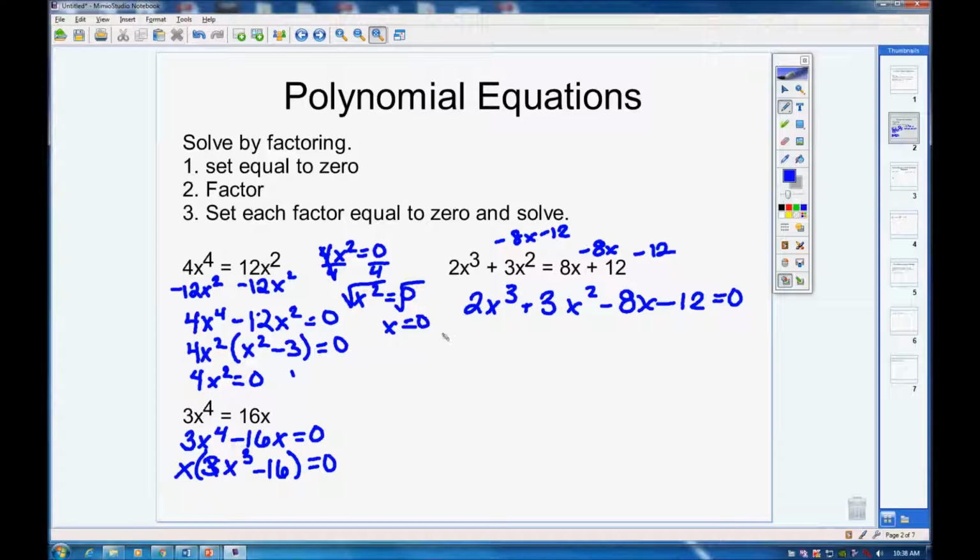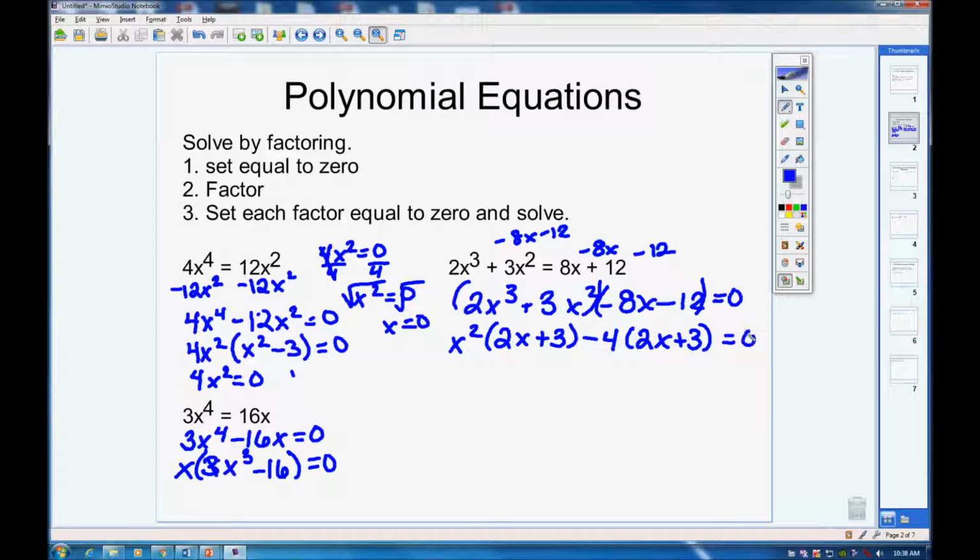This is 4 terms. I'm going to attempt factor by grouping. That's what we do when we have 4 terms. And I didn't say this, but there's not a GCF. 2, 3, 8, and 12 don't all have a common factor. So for my first set of parentheses, it looks like I have a GCF of x squared. 2x plus 3 is what I'm left with. Here I can take out a negative 4, leaving me with 2x plus 3.